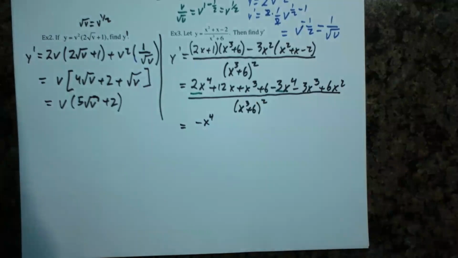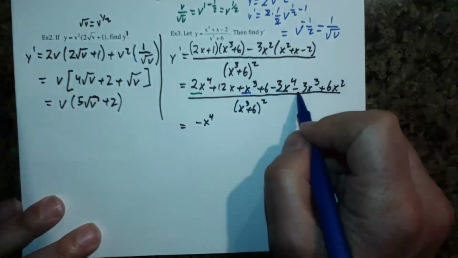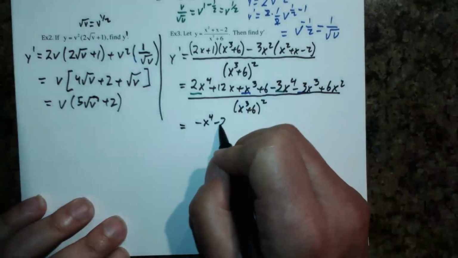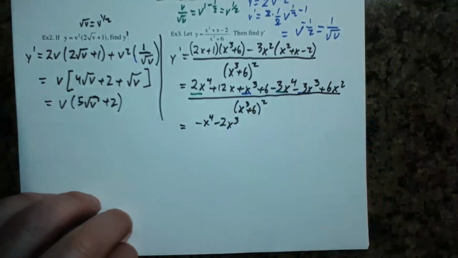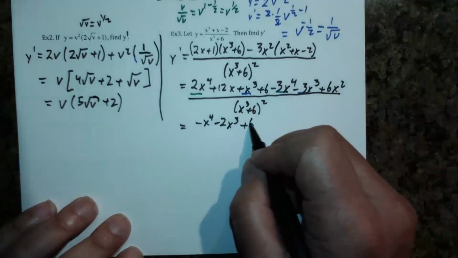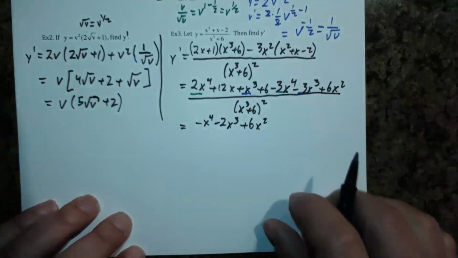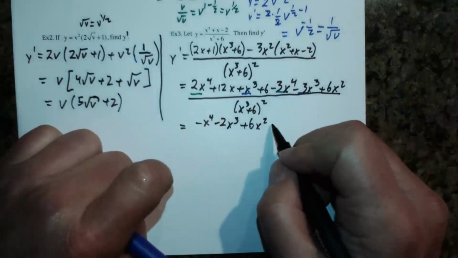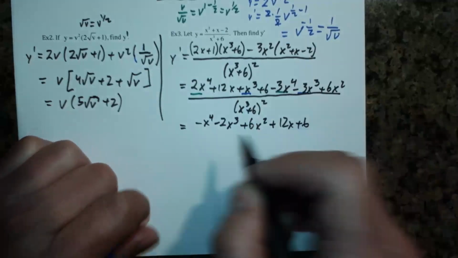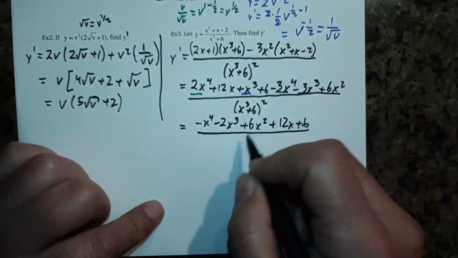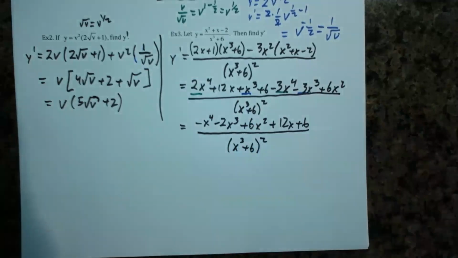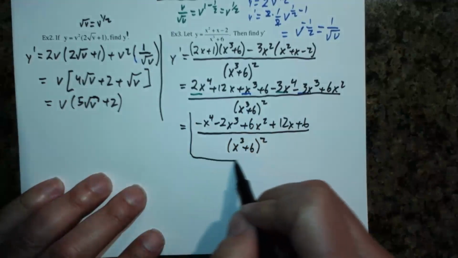Let's try to color code this a little. X to the third. So that's going to be minus 2x to the third. I have an x squared here. That doesn't combine with anything. I have a 12x here. That also doesn't combine with anything. And then I have a plus 6. There you have it. Unfortunately, nothing drops out of that.